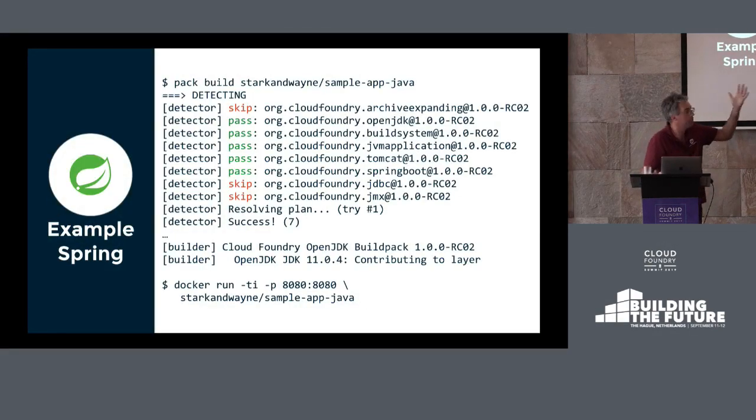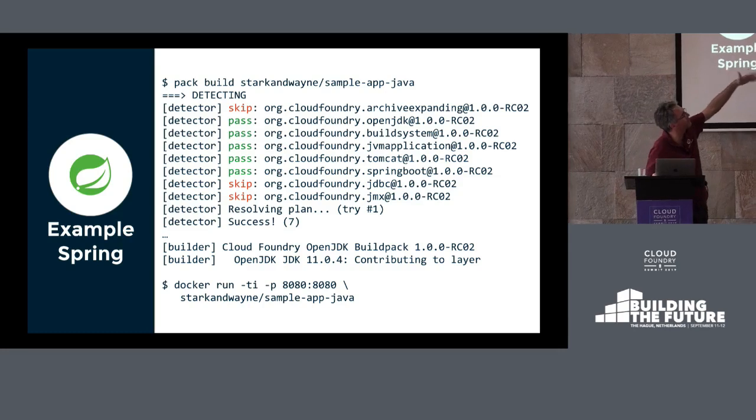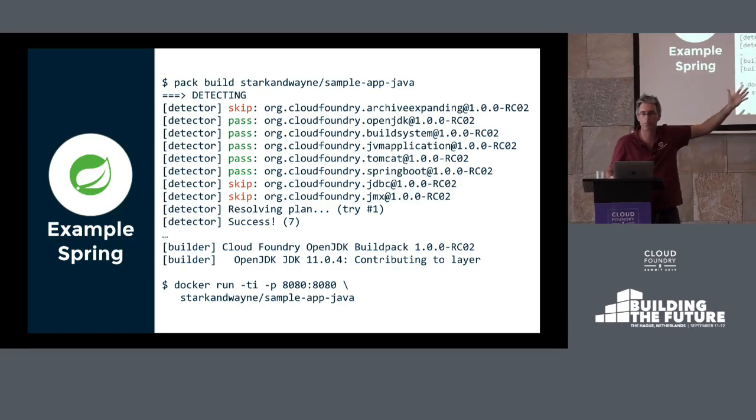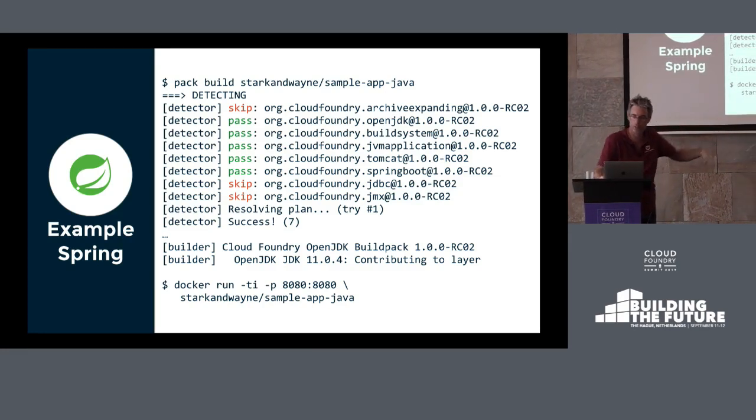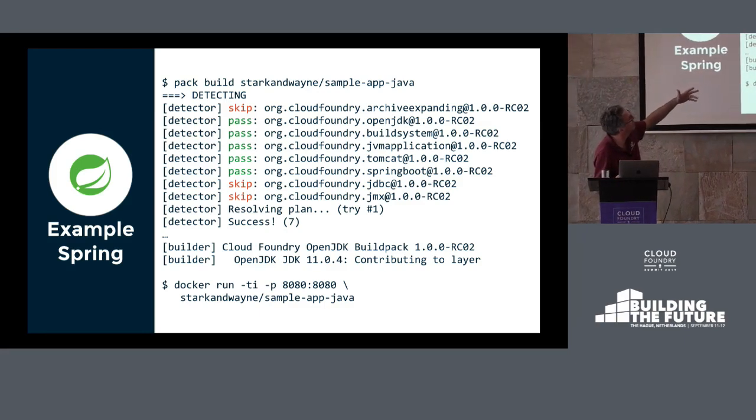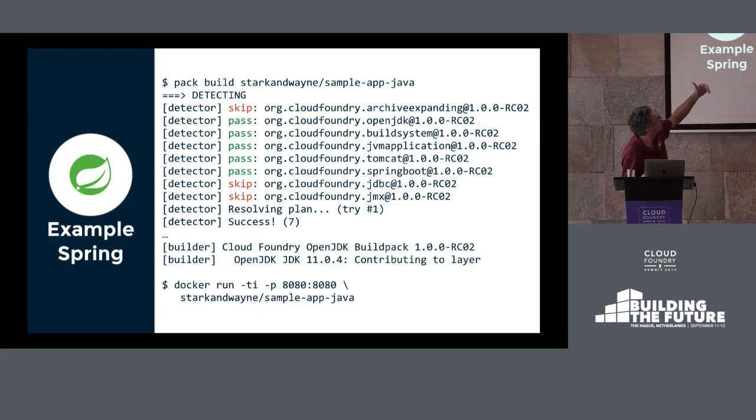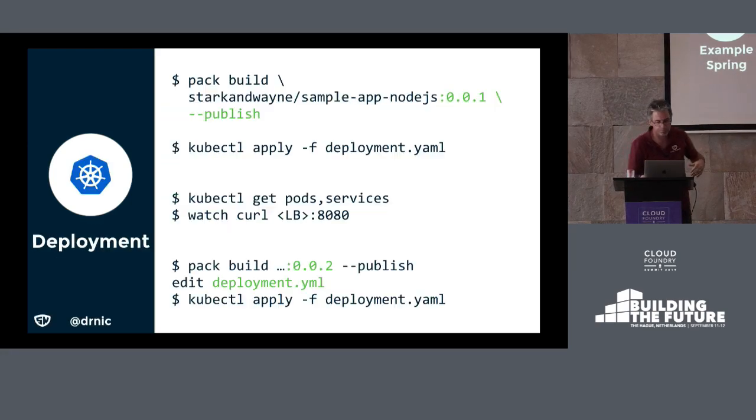So there is just the example with some color, where based on the app that was uploaded, some of the Java buildpacks were used and others were not. So you can sort of see that Tomcat was selected. Spring Boot was selected, JDBC was not used.